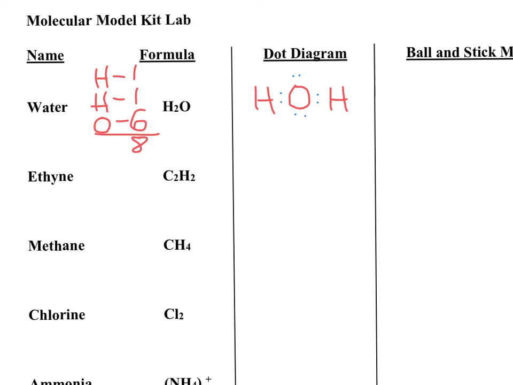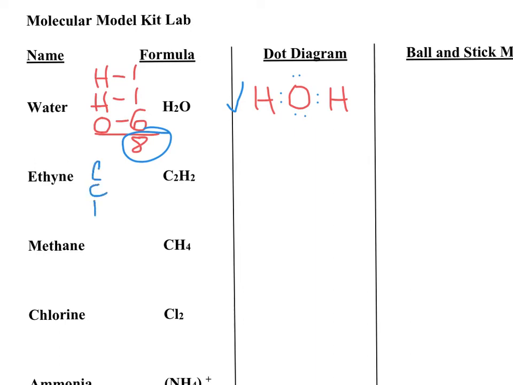And when we finally do our dot diagram and double check, you'll see that oxygen has 8 around it and each hydrogen is touching 2, which makes them stable, and we only used 8 electrons. So this must be a proper dot diagram for it. Let's move on to ethyne.